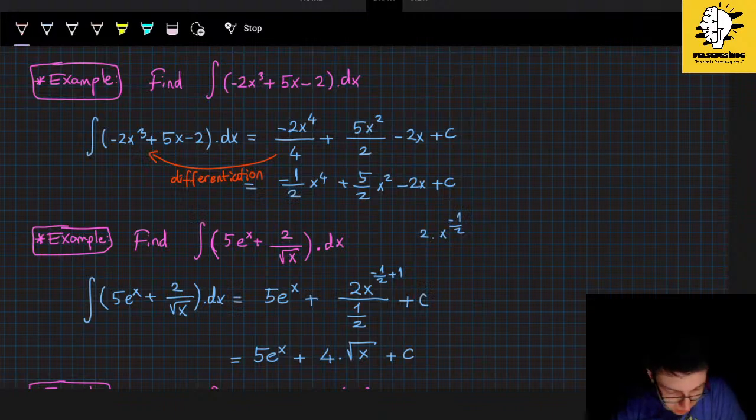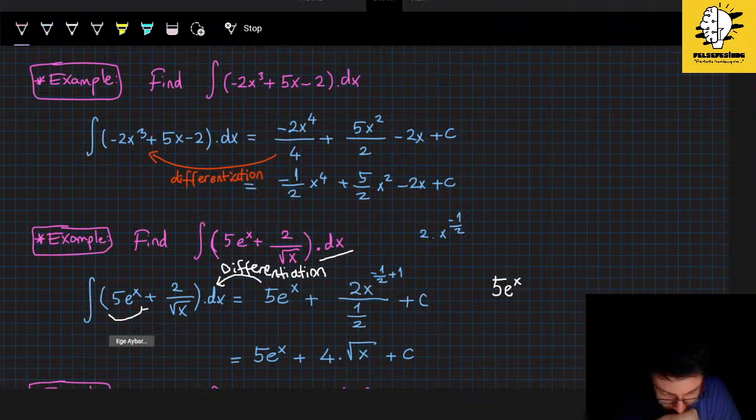Okay. So let's pass to the second example. In the second example, as you can see, we have 5e^x plus 2 over the square root of x times dx. You should put dx. So we know that the differentiation of e^x is not changed if there is no function in its power. So we put 5e^x, and if you actually take the differentiation of 5e^x, it's going to give 5e^x, so it is correct.